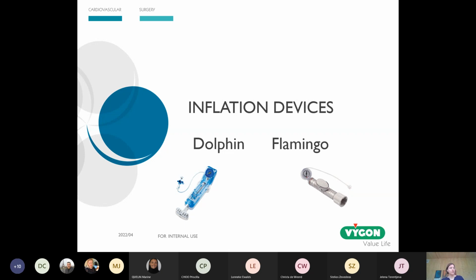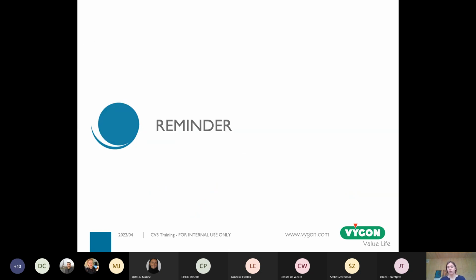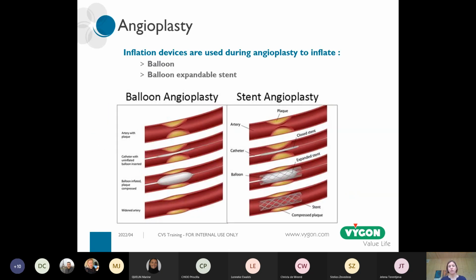So now the inflation device. We have two inflation devices in the range: the Dolphin and the Flamingo. Just one reminder: when you have an angioplasty, you could have the balloon angioplasty, where you have to inflate the balloon, and then you can have the stent angioplasty. These inflation devices are used during angioplasty to inflate the balloon or the balloon expandable stent.